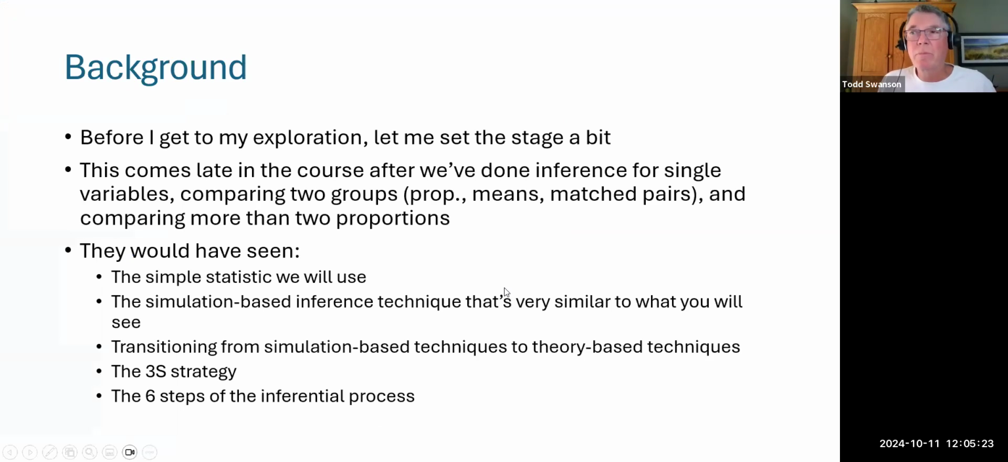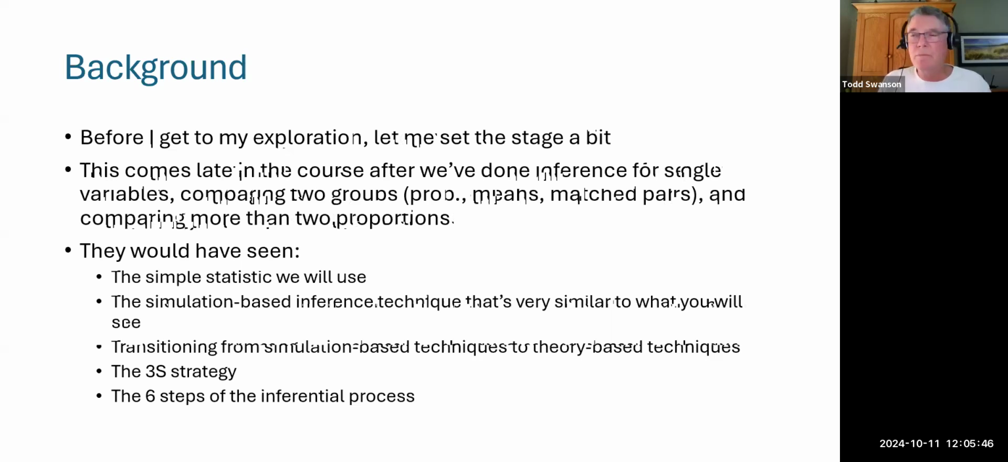I want to do a little background before I jump into the exploration, to tell you where we are in the semester when I would be doing this in class, and some things that the students would know and maybe some things that they wouldn't know at that point. So this comes late in the course. I'm comparing multiple means. I'm going to do ANOVA here in a bit. So it comes in our chapter 9 out of 10 chapters.